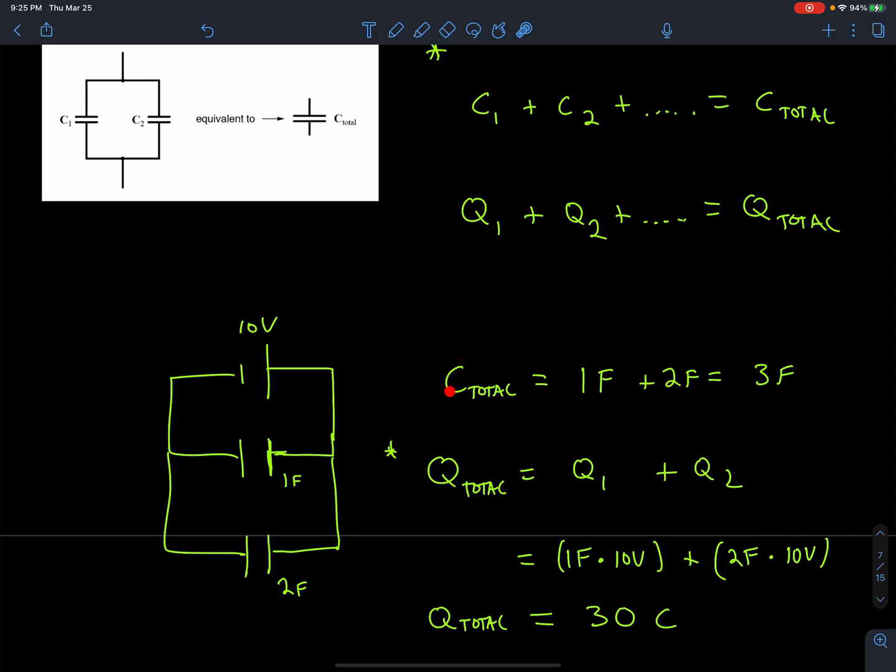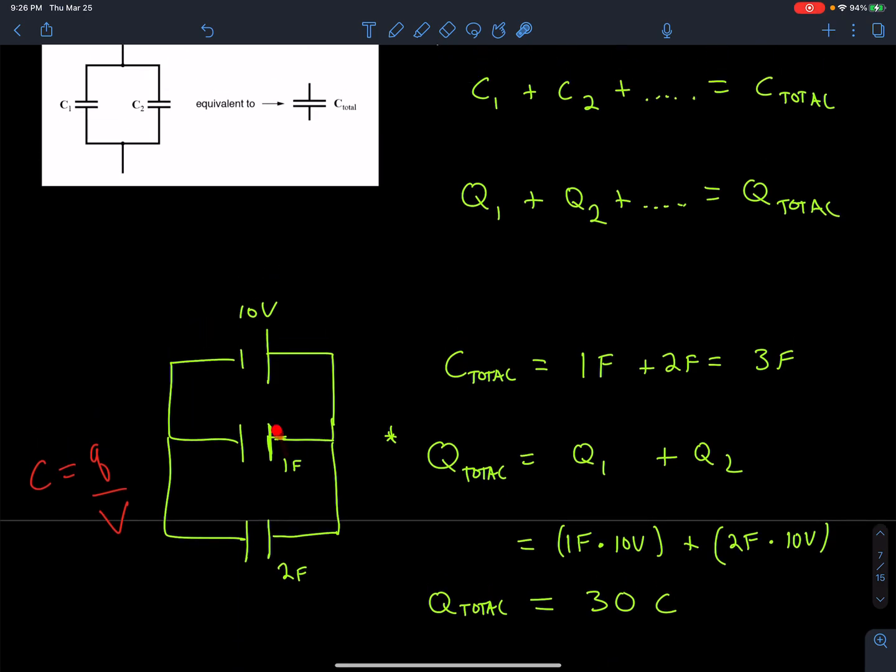So C total, the total capacitance in these parallel circuits, is equal to the sum of each one. So 1 farad plus 2 farads is equal to 3 farads, okay? And Q total is going to be the charge across one plus the charge across the other. To find the charge, I use the formula C equals Q over V. So V times C, the capacitance, will be equal to Q. So 1 farad times 10 volts will give me 10 coulombs. 2 farads times 10 volts gives me 20 coulombs. And the total charge across both of those is going to be 30 coulombs of charge.